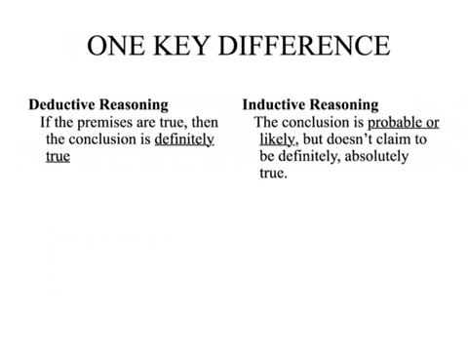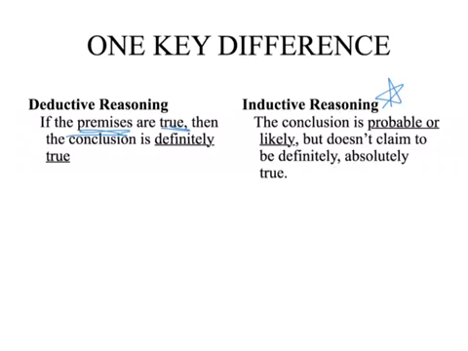So my language on that last slide illustrates the key difference, the big, big difference between deductive and inductive reasoning. In inductive reasoning, the example I just gave you, the conclusion is probable or likely, but it doesn't claim to be definitely absolutely true, right? I'm just using maybe common sense. I'm using my powers of observation to come to a likely conclusion. With deductive reasoning, however, if the premises are true, then the conclusion is definitely absolutely true.